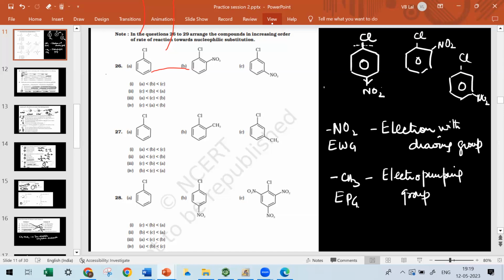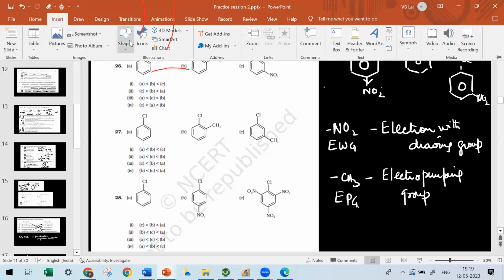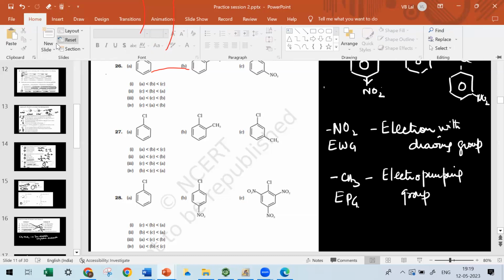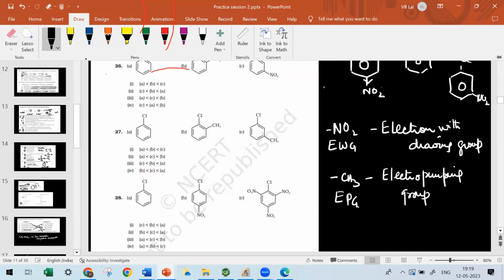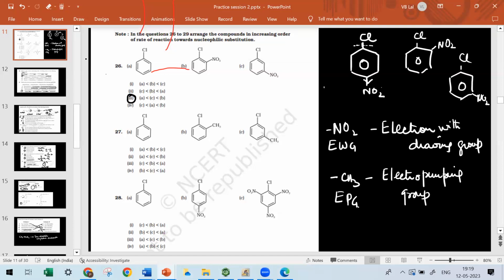For 26, is it option 3? Yes, it is option 3. Very good. Why? So did you get the hang of it? If the NO2 group is on the meta position, it will not be effective. It will increase the rate of reaction, but the maximum rate of reaction will be when NO2 is on the ortho position. So this is the maximum, then this is next, and the least rate of reaction will be A, so the option is C.